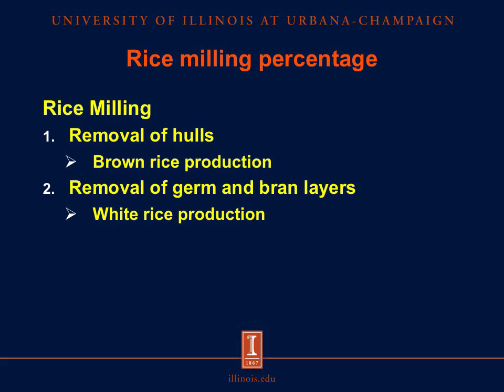Rice milling is composed of two steps. The first one is the removal of hulls, which produces your brown rice, and the second one is the removal of germ and bran layers from the brown rice to produce the white rice.